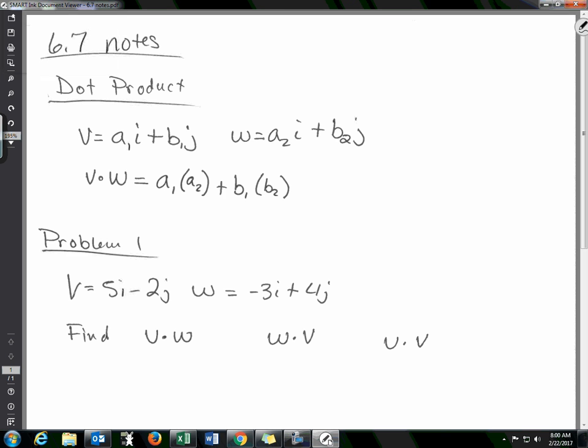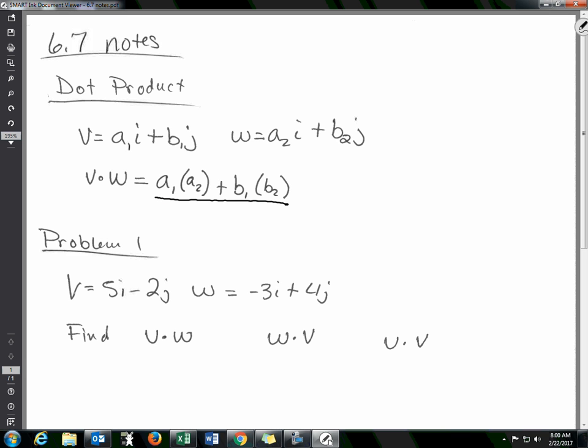Okay, so we're back today doing more stuff with vectors. Today what we're going to be finding is what's called the dot product. Okay, to find the dot product is very, very simple. The formula is right here.